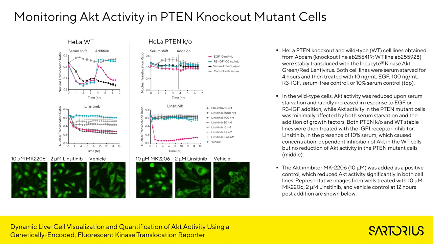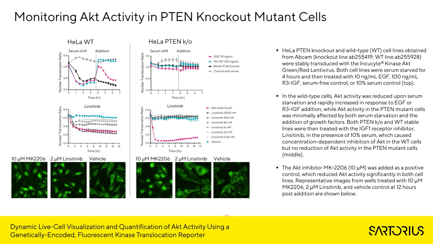You can see in both cell types, in the MK2206 treated cells, the signal is primarily located in the nucleus, confirming that AKT is being inhibited. In the wild-type cells, you can see that with the 2 micromolar lincitinib, the signal is primarily in the nucleus, indicating that we are seeing AKT inhibition.